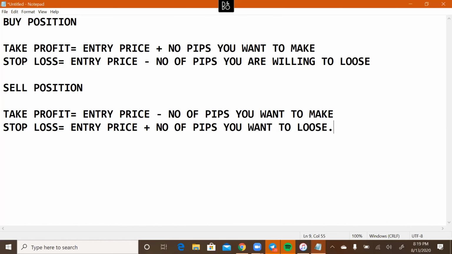While in a sell position, your take profit is equal to your entry price minus the number of pips you want to make, because when I am selling, I make money when price is coming down. My stop loss is equal to my entry price plus the number of pips. If you are in a sell position in the market and price is going up, then you are going to be losing. So you want to know how many pips you are willing to lose from the market, then you put it there as your stop loss. All right. So guys, that is a brief explanation. Now we basically have two ways to execute a trade in the market.